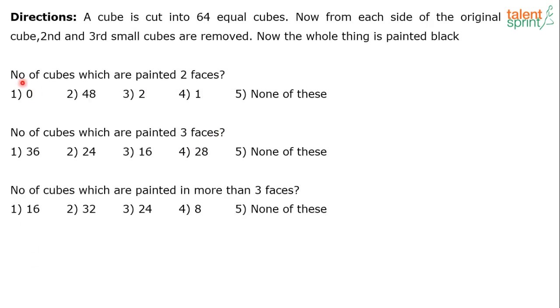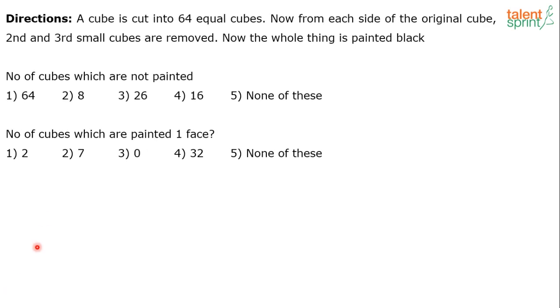If you look at the remaining questions, number of cubes which are painted on two faces, number of cubes which are painted on three faces, number of cubes which are painted on more than three faces. So basically he's asked us 5 questions, all based on different number of faces painted, right? 0 faces painted, 1 face painted, 2 faces painted, 3 faces painted, and more than 3 faces painted. What is the data behind this?